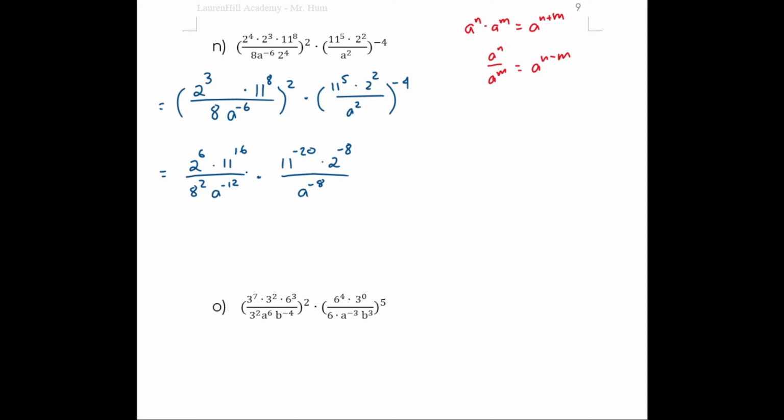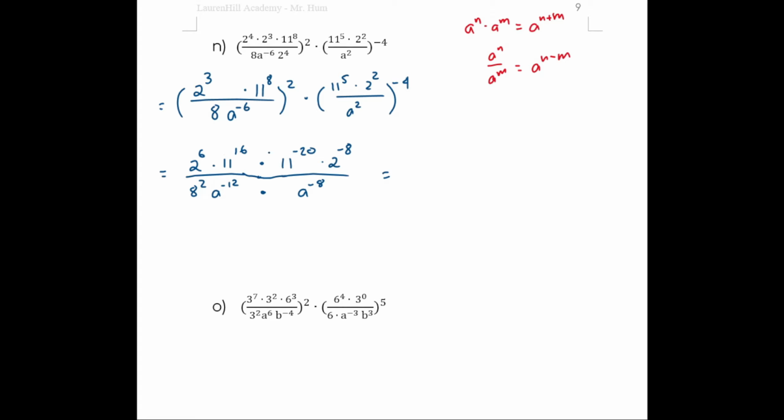Okay. And now to multiply two things together, right? Two fractions together, I mean, we're just going to multiply the top and bottoms together. So numerator, numerator, denominator, denominator. We're just going to merge these two fractions and add a multiplication sign here, okay?